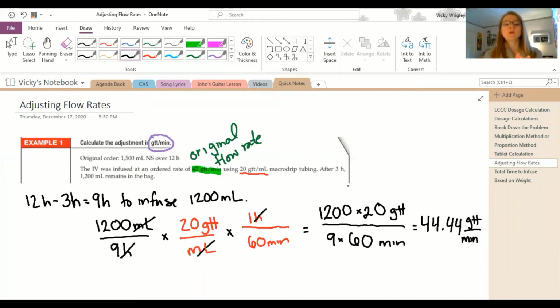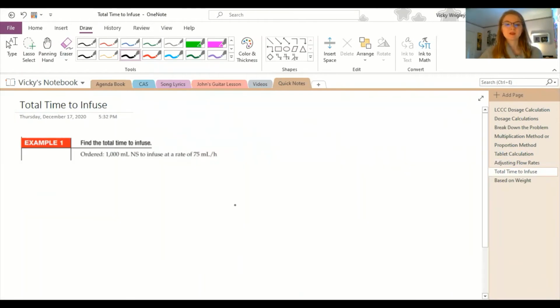So in this problem, we needed to multiply by 2 conversion factors to get us to the amount to administer, which would be the flow rate in this case. Let's try another one. This problem focuses on a total time to infuse.